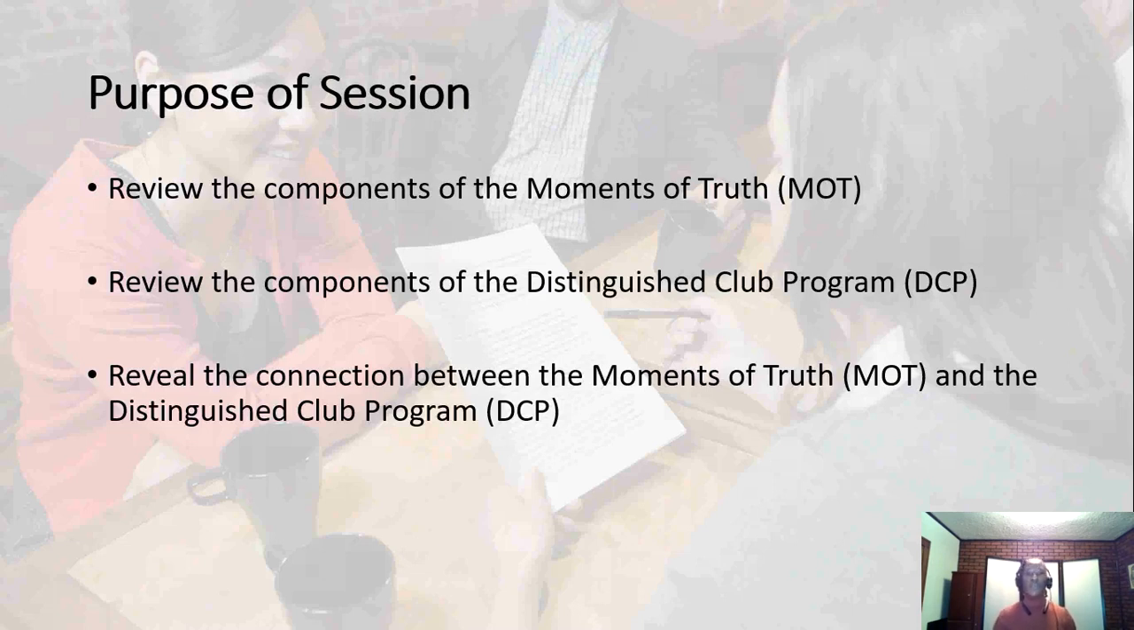The second area we'll review tonight will be the components of the Distinguished Club Program. I say that's the barometer by which Toastmasters International is monitoring every single club around the world to discover if we are providing our members with a quality club environment. We're going to take a look at the various components of the Distinguished Club Program, and you will have an opportunity to think about in your mind how your club is doing with fulfilling those different goals.